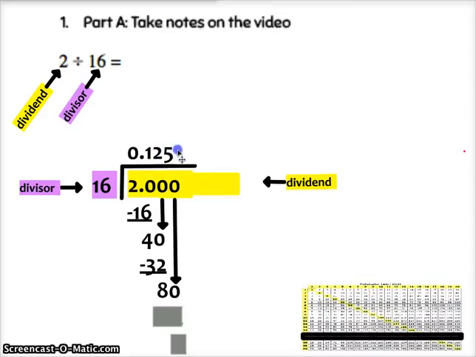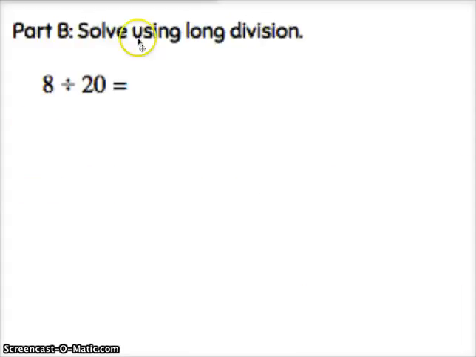So in my thousandths column, I put 5, and then I multiply 5 times 16, which from the multiplication chart you'll recall is 80, and I subtract. 80 minus 80 is 0, and so I'm done. So my final answer for 2 divided by 16 is 125 thousandths.